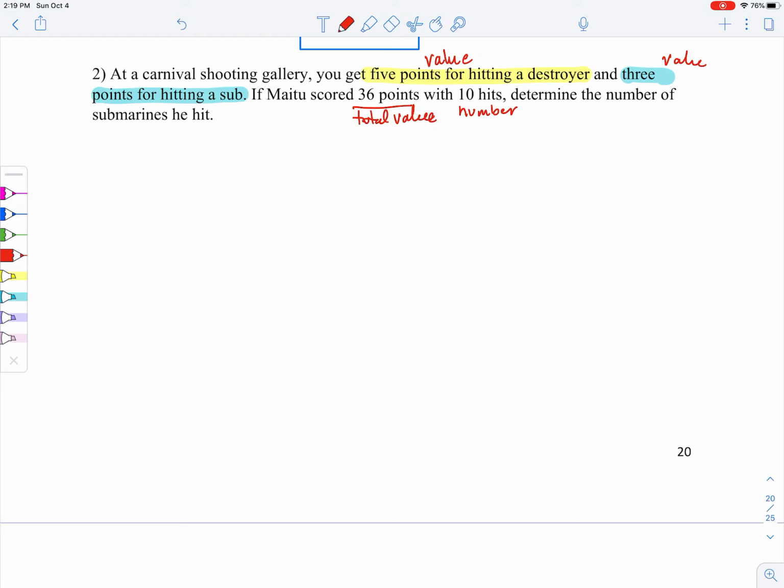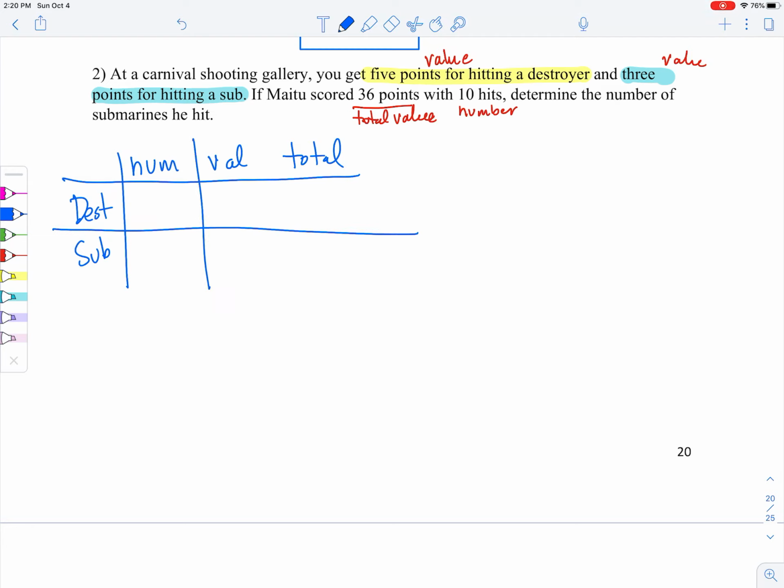So we're going to do that number value total, but this one isn't going to have money in it, but it's still going to be a number value total type question. So we have destroyers, and we're going to have subs. And it's asking us to determine the number of subs. So that's going to be our x. And we know that all together, number is going to be the hits, and value is going to be the points for each of these.